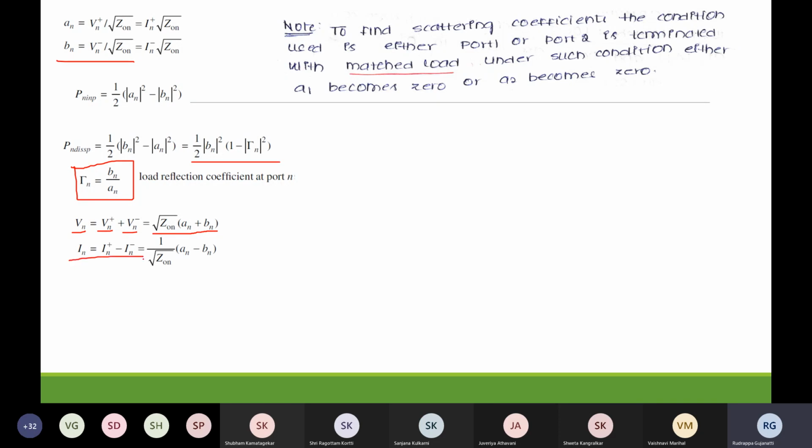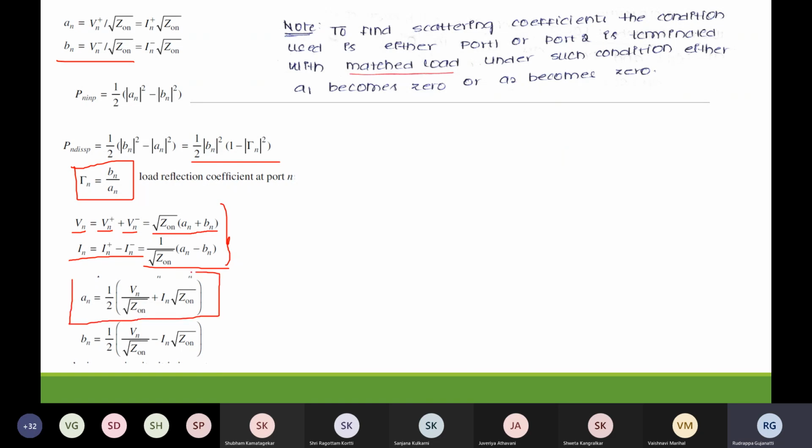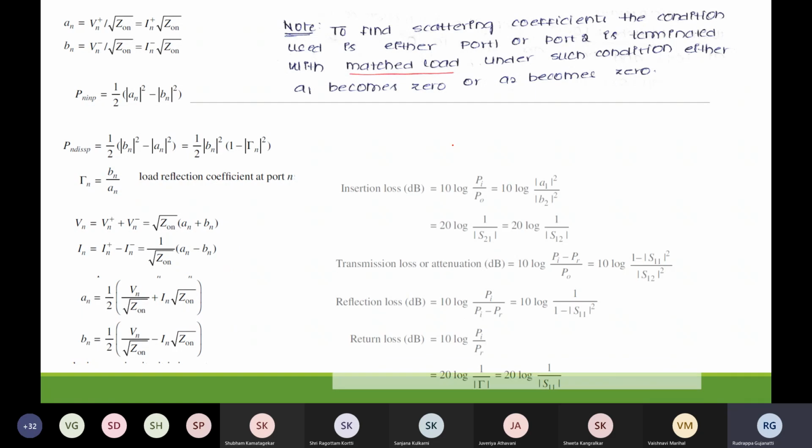Similarly, the current is associated at the nth port by this equation. So these are the equations what we have. If we solve these equations for AN and BN, I can have the relation of the incident and the reflected wave amplitudes in terms of the voltage and the current parameters along with the characteristic impedance. So this is what I have for the representations.